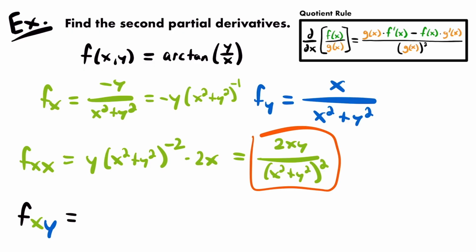All right, so let's set it up. In the numerator, we'll start by taking the bottom function, which is x squared plus y squared, and multiplying it by the derivative of the top with respect to y, right?